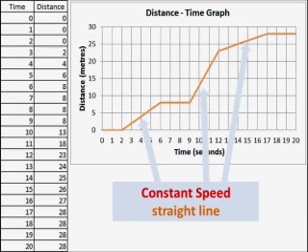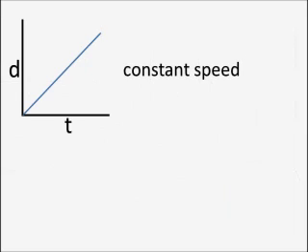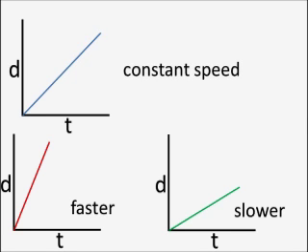The other sections are when the object was moving with a constant speed. And we can see from the slope of the lines that the steepness determines how fast it's going. So the steepest would be its fastest, and the least steep would be its slowest. So to summarize the shape of that particular graph, if it's a straight line, it means constant speed, and the gradient or slope determines how fast the object's going.